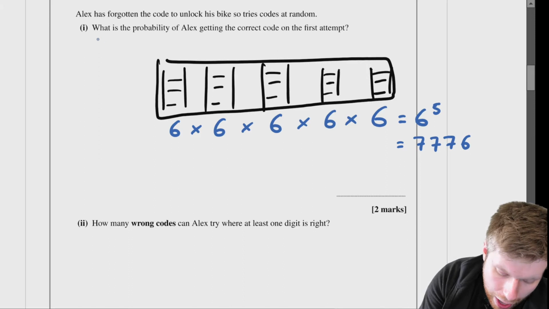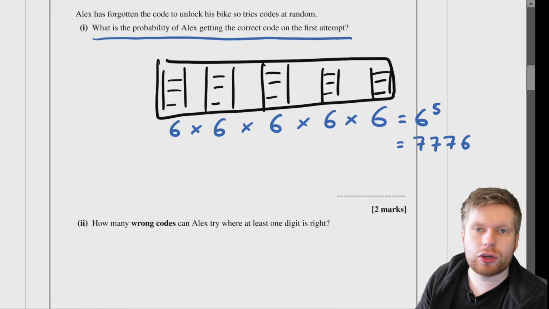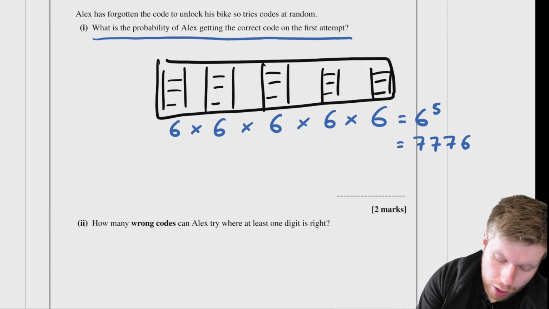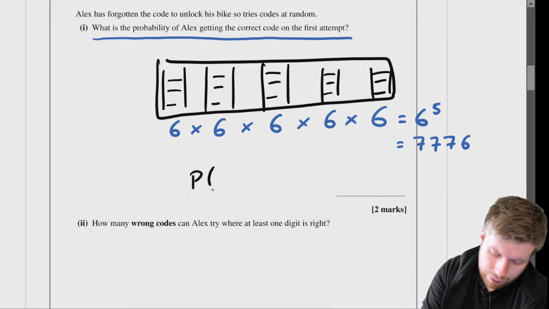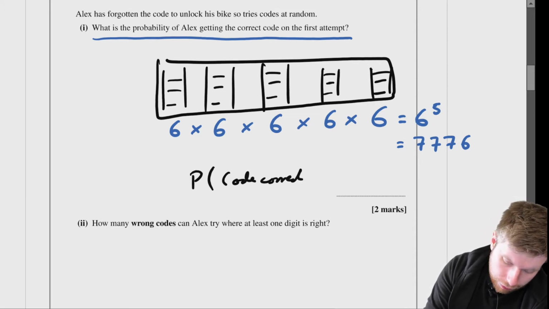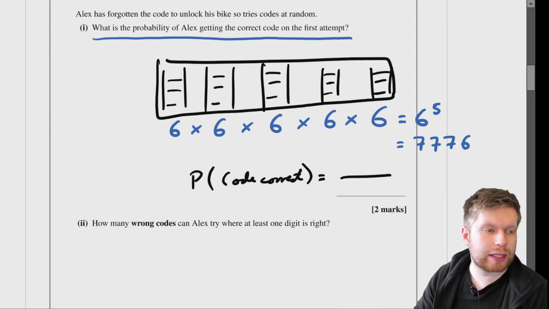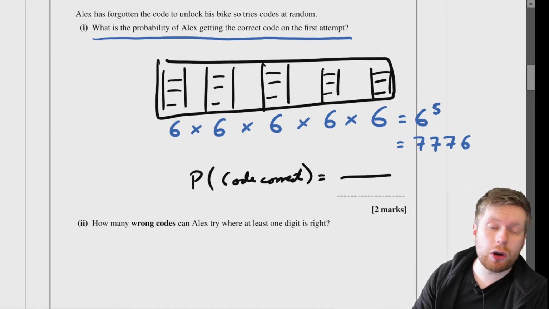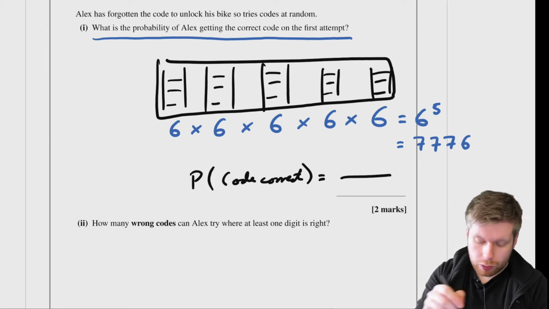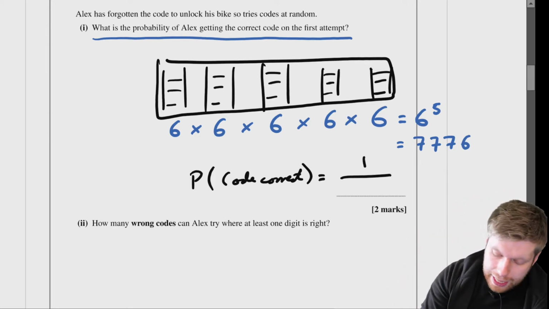Now, if I'm going to try codes at random, I want to know what's the probability that I'll get the correct code on the first attempt. Just remember to work out the probability of an event happening, so code correct on the first attempt, I need to take the number of outcomes that I'm interested in. In this case, how many correct codes are there? Well, there's only 1 code. So there's only 1 digit per position which is correct. Therefore, there's only 1 code that is actually correct.